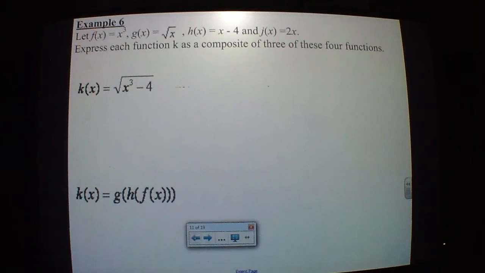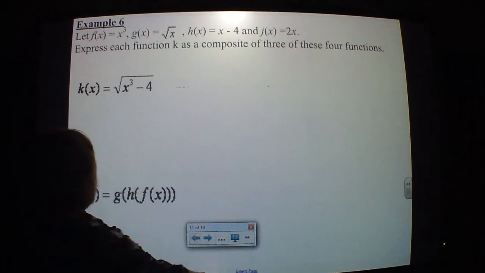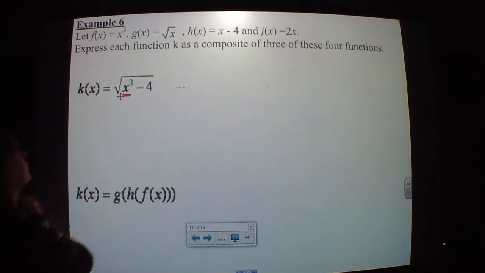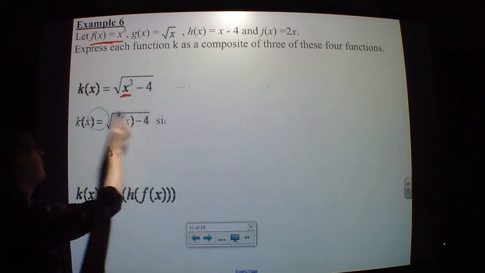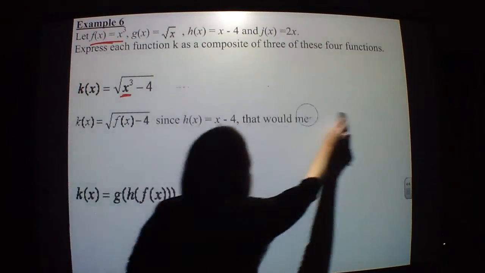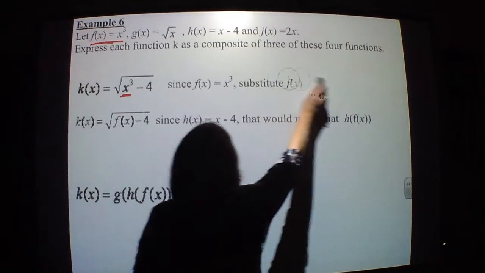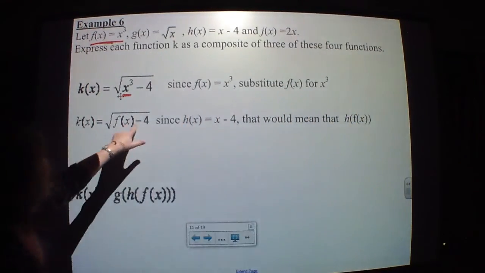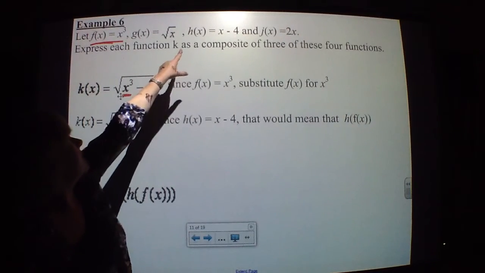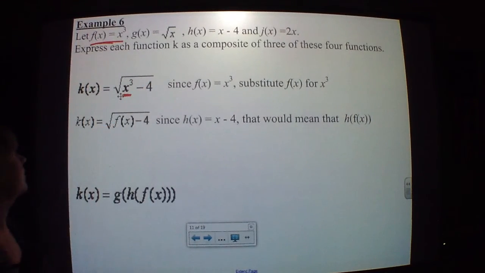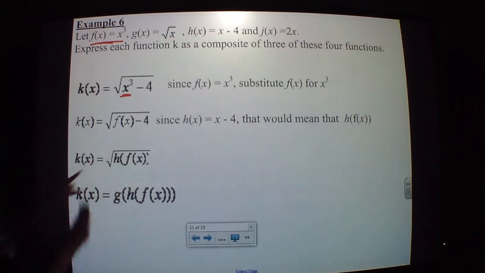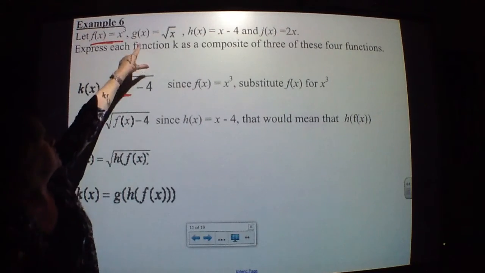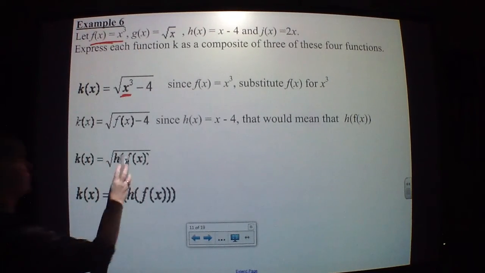So let's do a few more problems. First thing. So if I was going to do that, I would replace x cubed with the f of x. Okay? I have the minus 4 next. So that's the h of x. So then an h goes in front of the f of x, and then I don't have the minus 4. Square root's the last thing, g. So g goes in front of that.